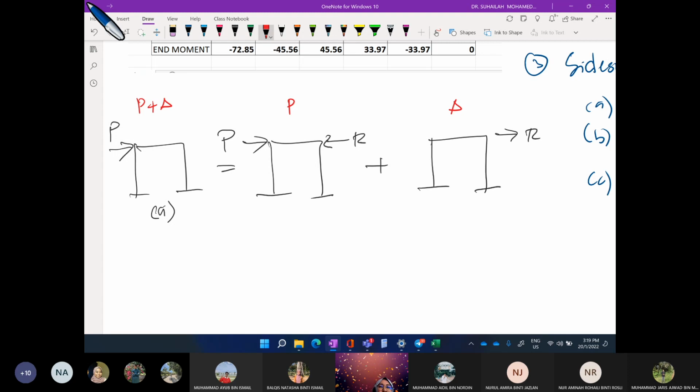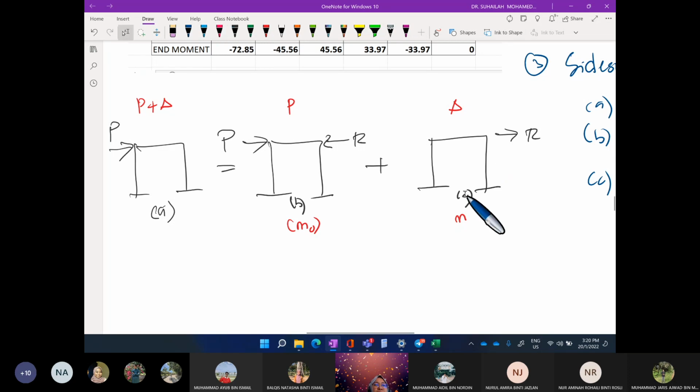So the end moment that we calculate in table number 1, I label as M naught. And due to R and due to delta prime, we will produce the moment called M. Of course, this is B, this is C.